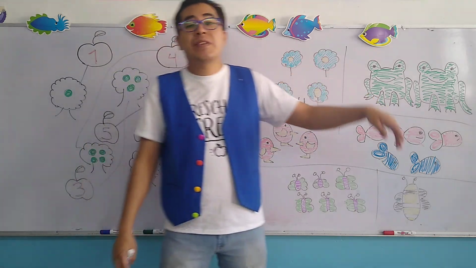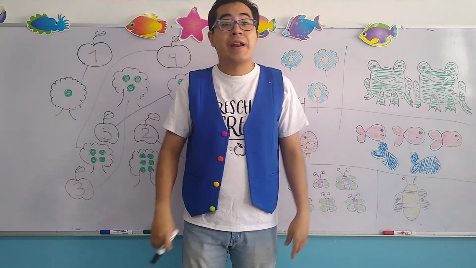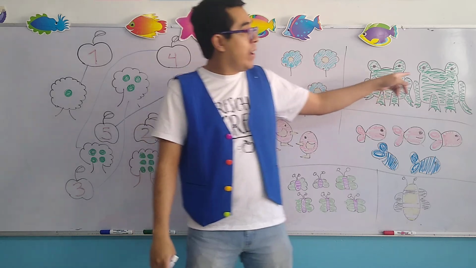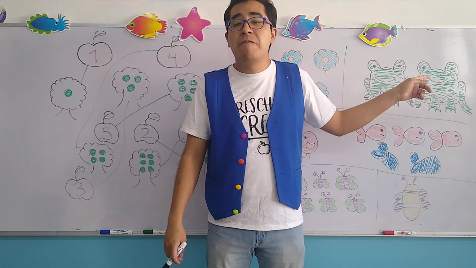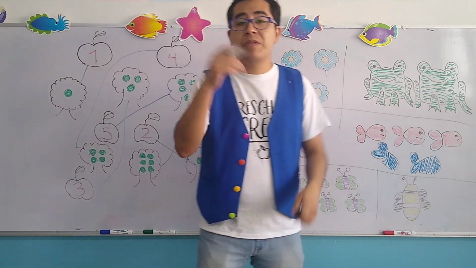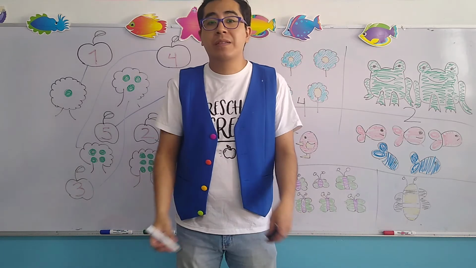Next, let's count the frogs. Remember frog in Spanish, rana. 1 and 2. How many are they? ¿Cuántas son? 2 frogs. So remember the number 2, the one that looks like a duck.